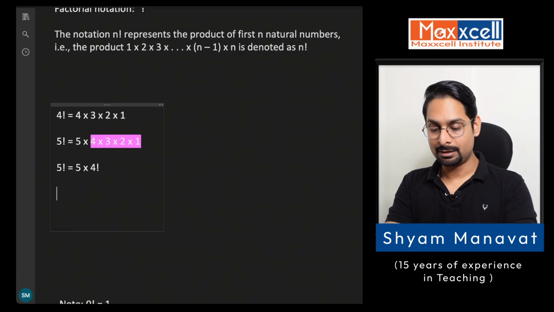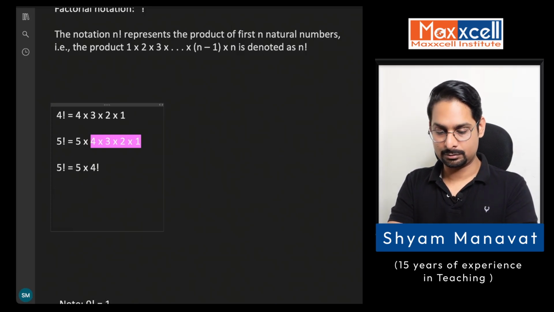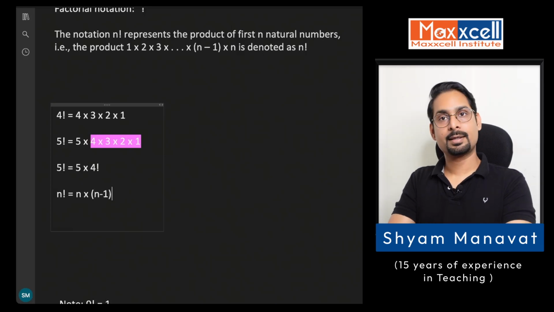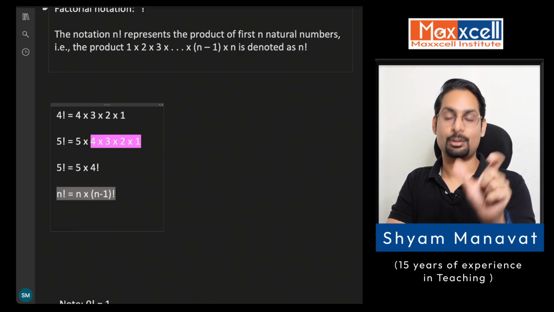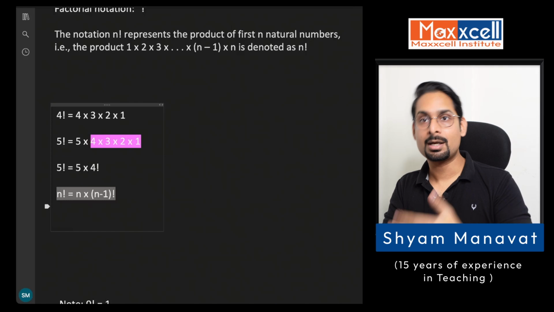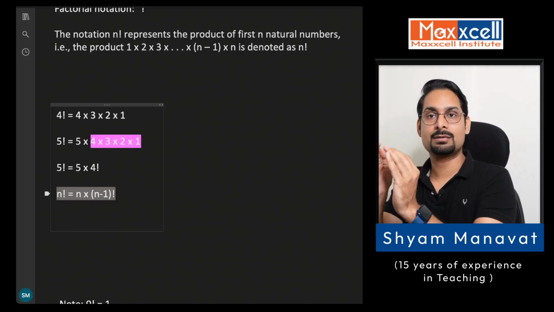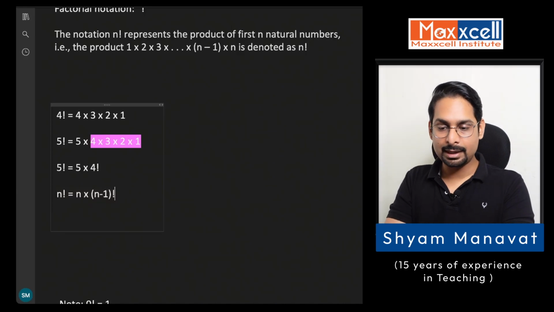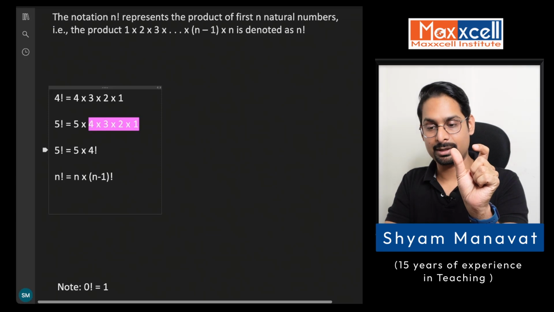So here we can conclude that if I have n factorial, I can write that as n into n minus 1 factorial, correct? Now this conclusion you should remember as the result, as a formula, that n factorial is the product of the first n natural numbers. n factorial can also be written as n into n minus 1 factorial, okay? Like how you have seen here, 5 factorial is 5 into 5 minus 1 factorial. This 4 can be written as 5 minus 1.